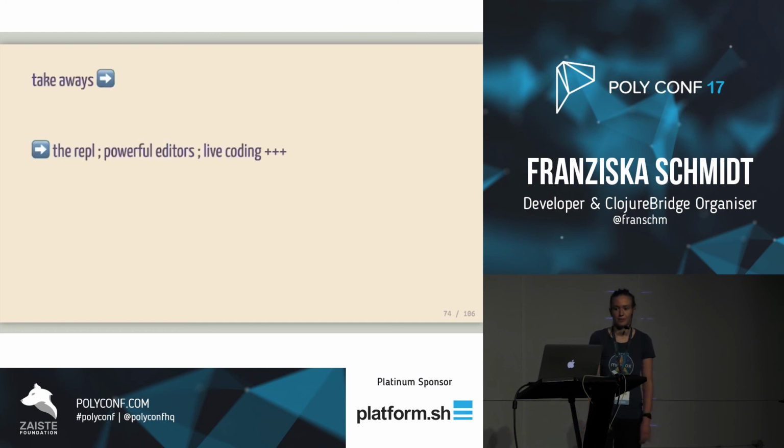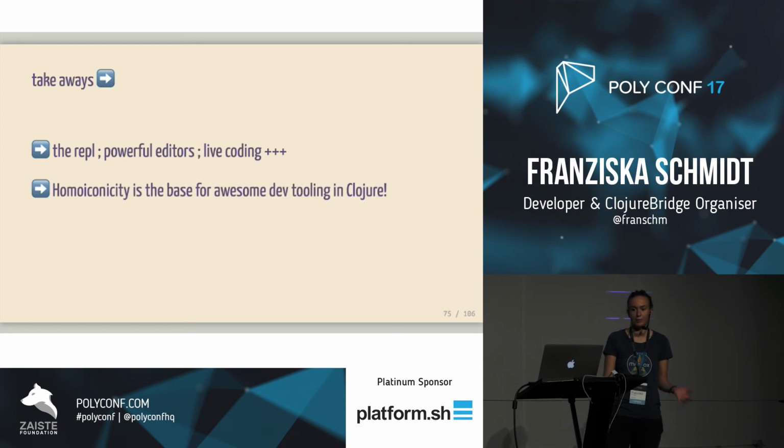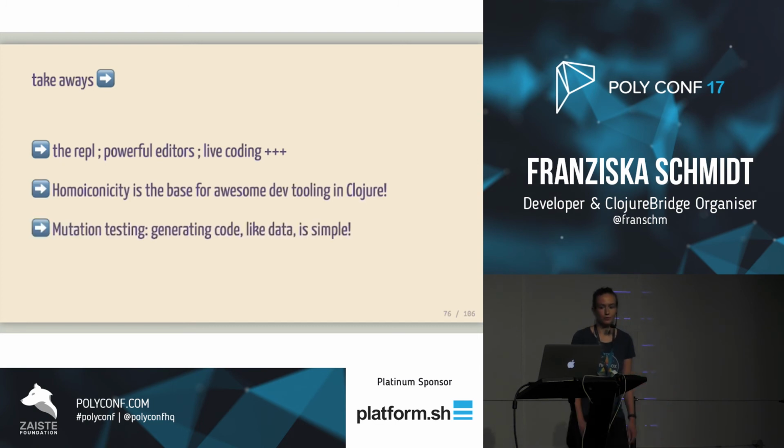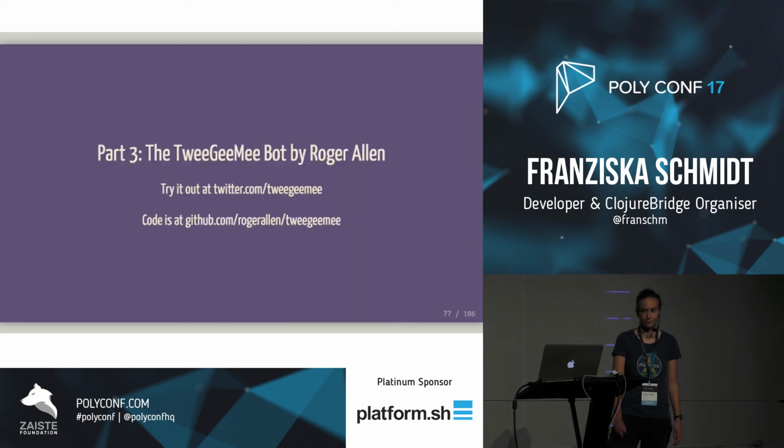The takeaways from this section. Some cool things about Clojure dev tooling, the REPL, powerful editors, live coding, are really due to the fact that we can analyze our code like data easily. Yeah, homoiconicity is the base for awesome dev tooling in Clojure. Another thing, mutation testing, where we generate and regenerate and change code as if it was data, or because it is data, rather, is really simple.